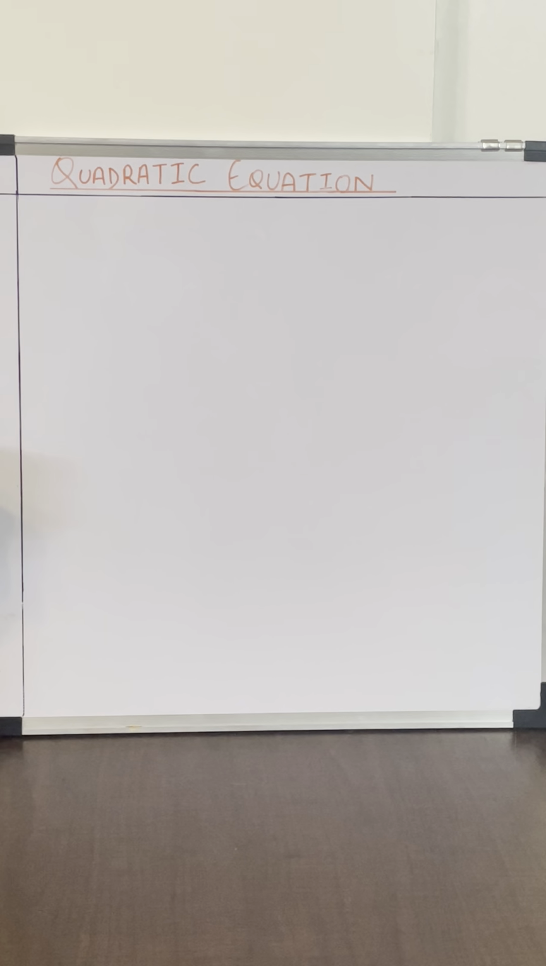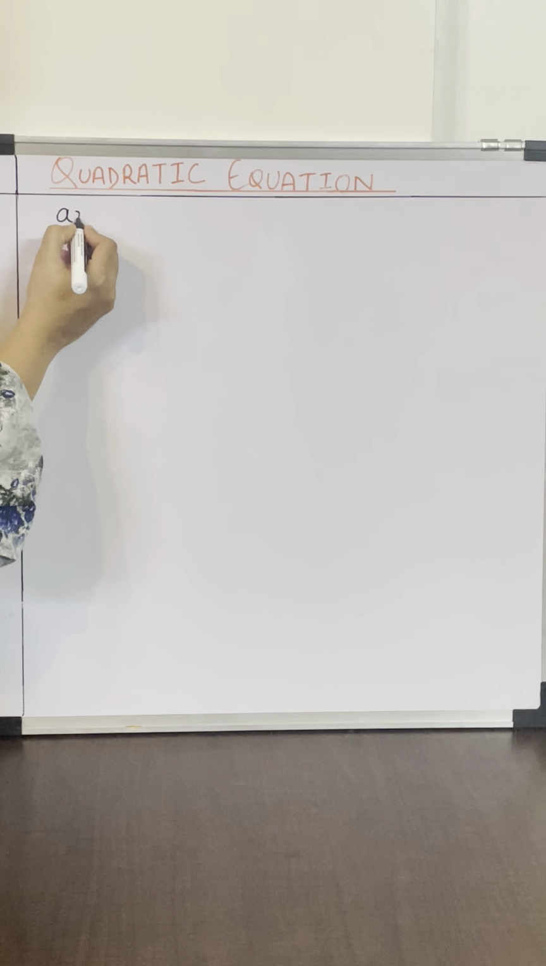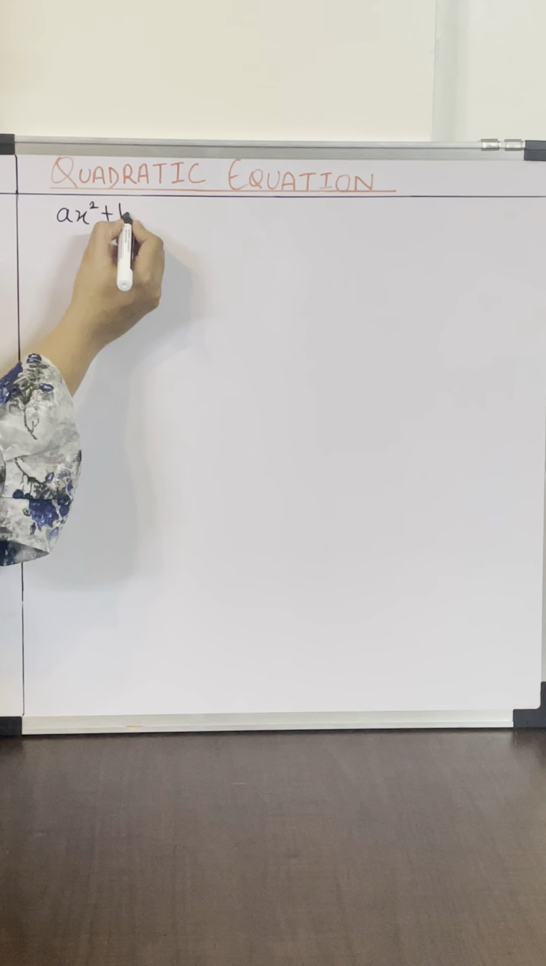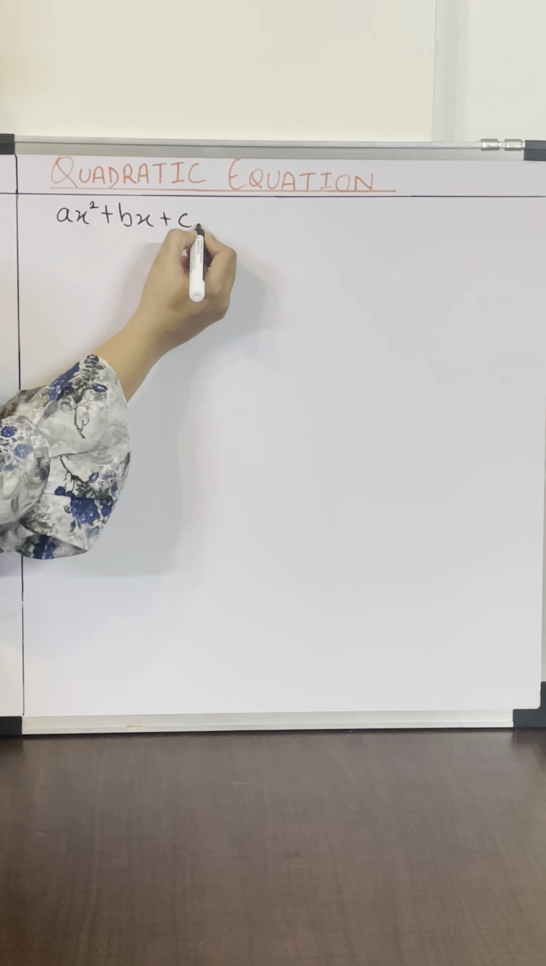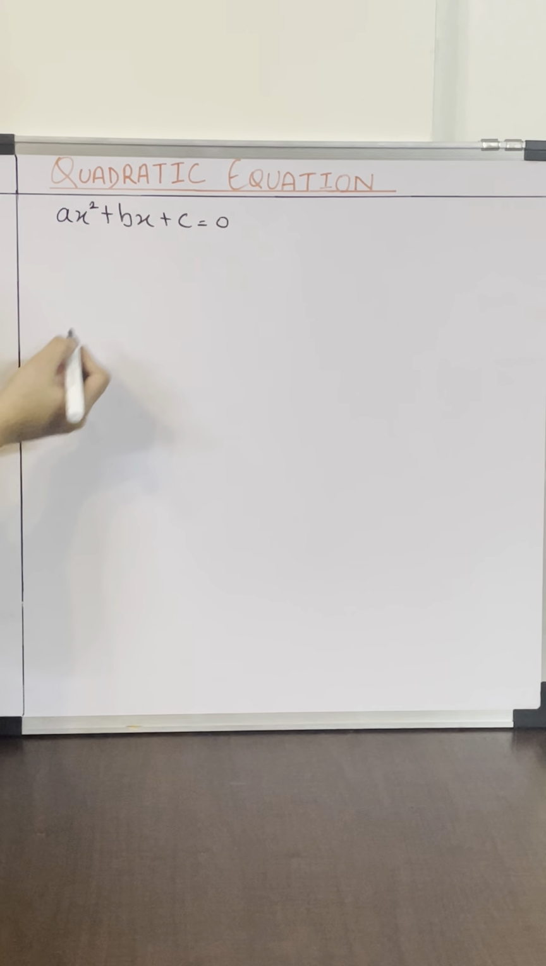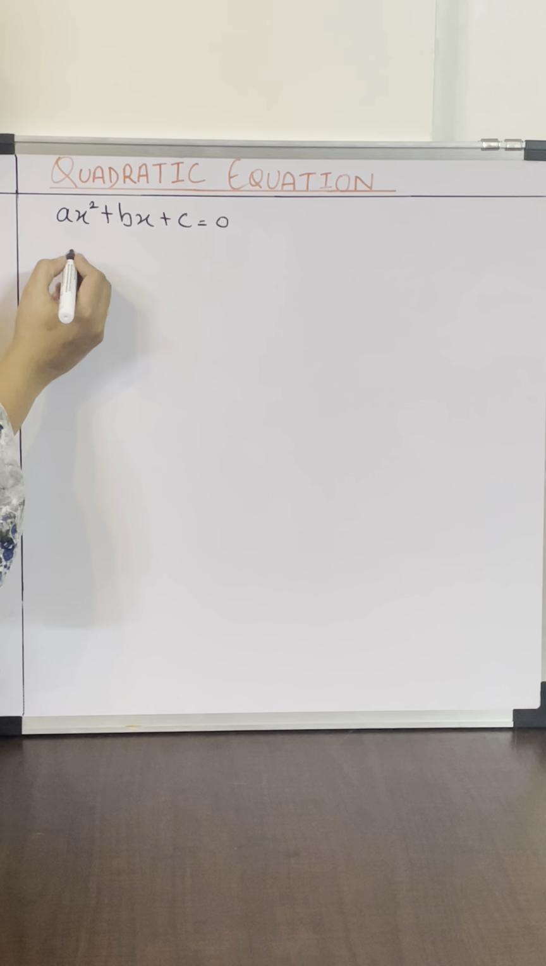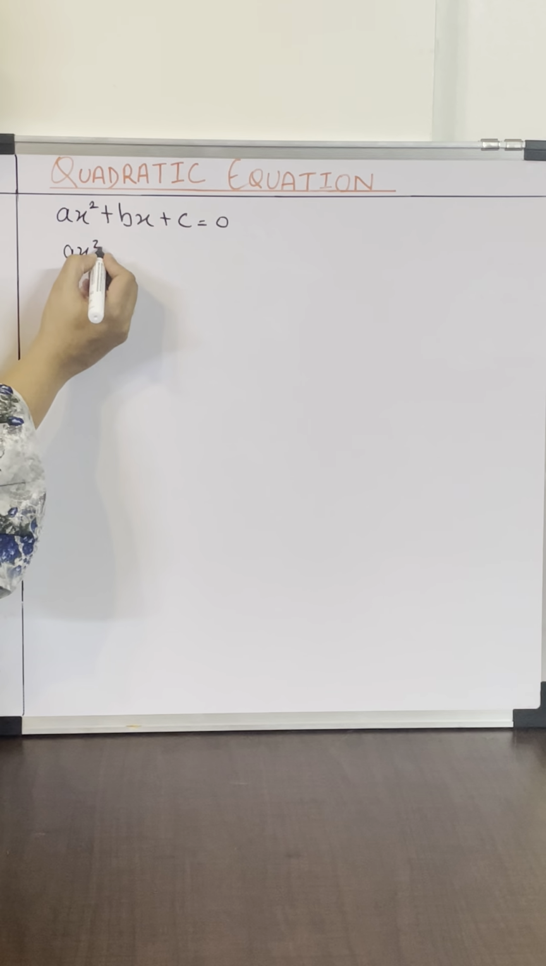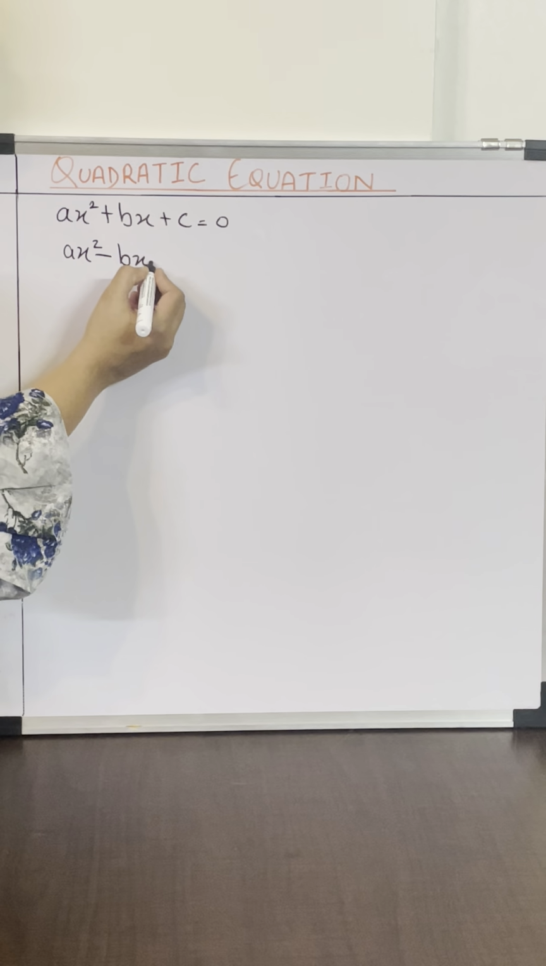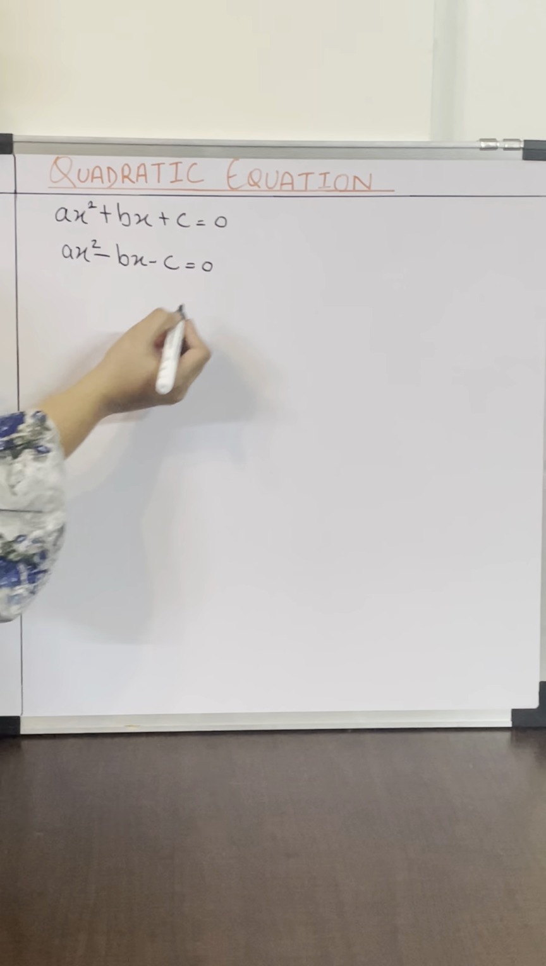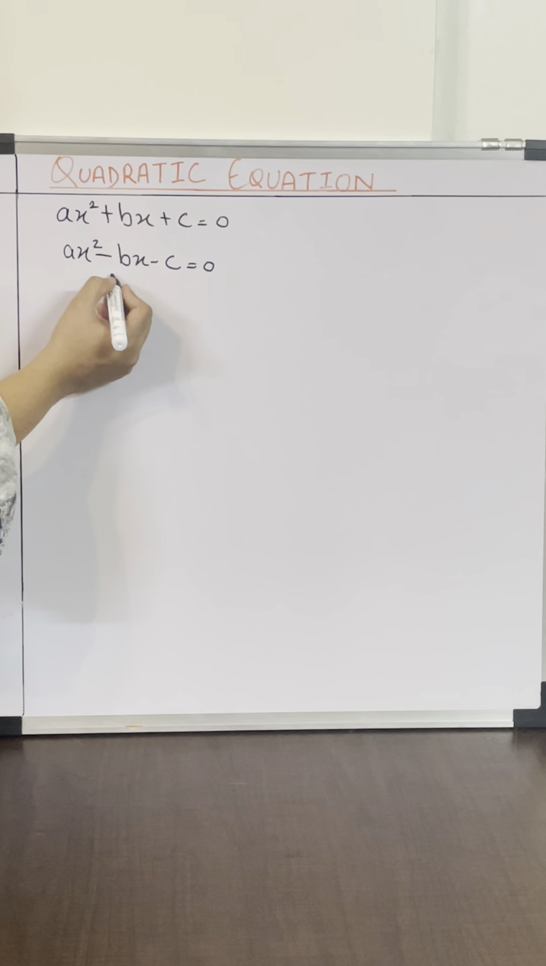Hello everyone. In the previous video we had seen how to find the roots of the quadratic equation, in which we had covered the first type of quadratic equation, which was ax squared plus bx plus c equals 0. That means both the operating signs were positive. Today we will be seeing the second type of quadratic equation, which is ax squared minus bx minus c equals 0. Here both the operating signs are negative.